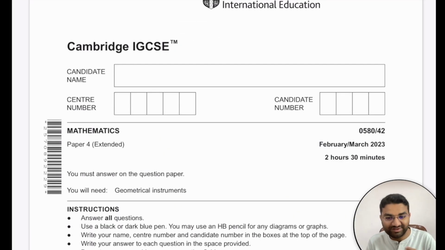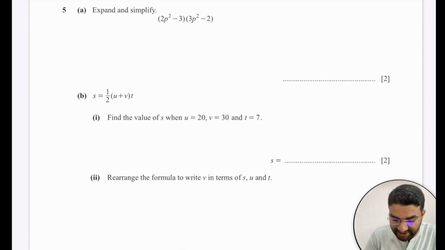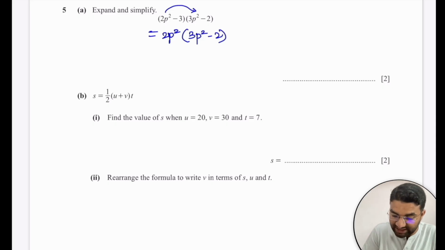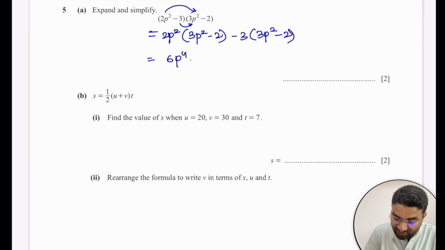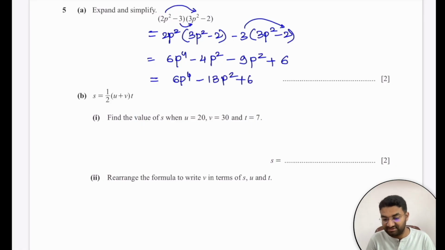That's it. Okay. We will solve the fifth question straight away for Paper 4 Extended Math February-March 2023. The fifth question is of the algebraic part, and here expand and simplify. You have to multiply 2p squared times 3p squared minus 2. So first term times the whole bracket, minus 3 times the whole bracket 3p squared minus 2: 6p to the power 4 minus 4p squared minus 9p squared, minus of minus plus 6, and simplification will be 6p to the power 4 minus 13p squared plus 6. That's the answer.